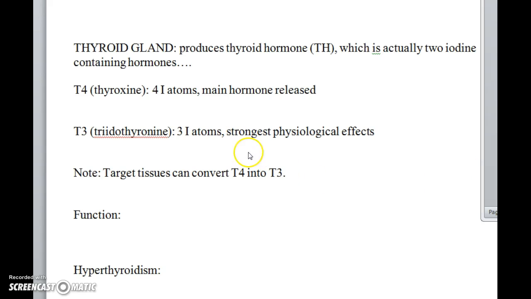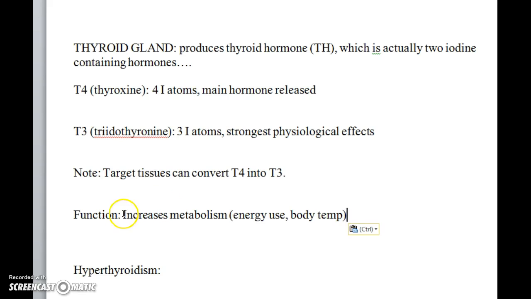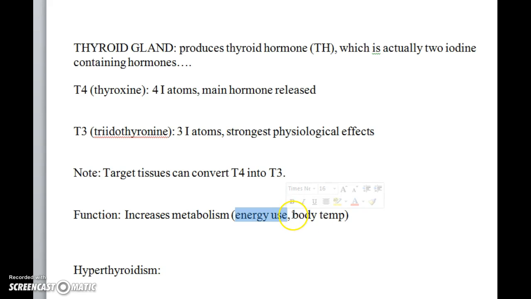But to do it quickly, the function of these hormones: it's a metabolic hormone. Thyroid hormone is a major regulator of our metabolism. So here it says it increases metabolism. You can just say it regulates your metabolism if you want, it's probably a better word. It does stuff like energy use in the body: it increases burning of fuel, and that increases oxygen consumption. That increases our body temperature.